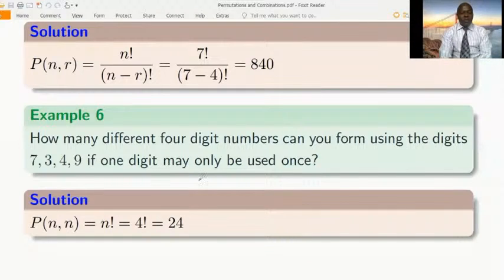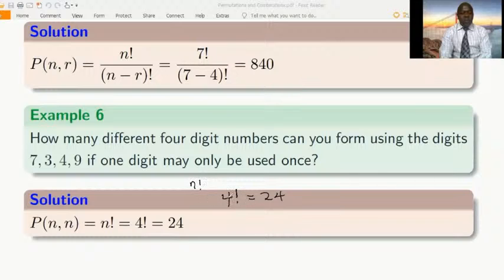And if you go to our formula, we say that if we have n objects and we are arranging all n of them at a time, then the number of permutations will be n factorial. So in this question, we have 4 numbers, and we are arranging them 4 at a time. So the answer will be 4 factorial, which is 24 when you use your calculator.